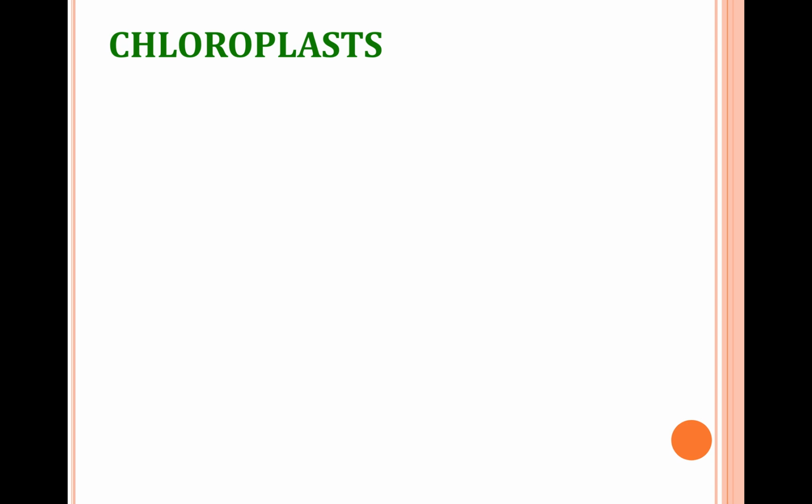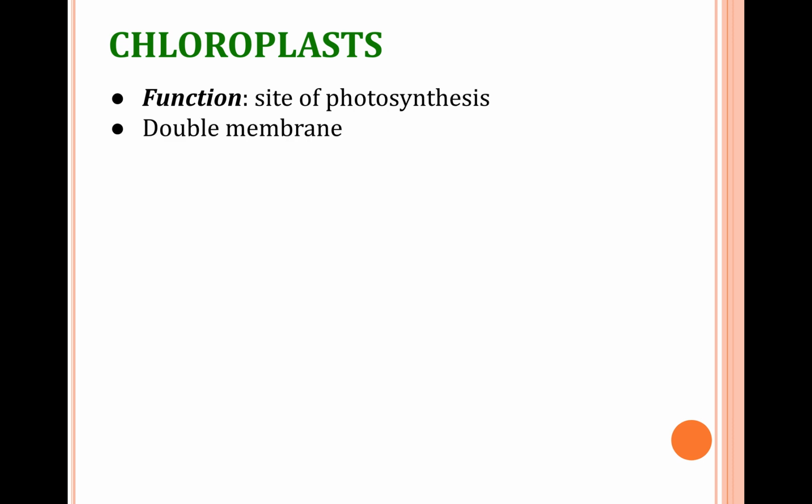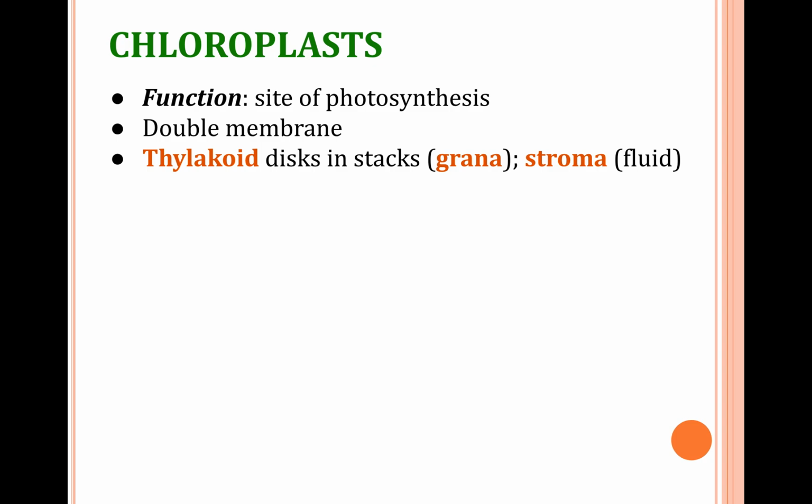Chloroplasts are also endosymbionts, and they are the site of photosynthesis. So being able to capture sunlight energy and convert it to stored chemical energy. They also have two membranes, and within the chloroplasts there are stacks of discs, and these discs are called thylakoids, and the stack of them is called a grana, or granum for one, and the fluid surrounding that is stroma.